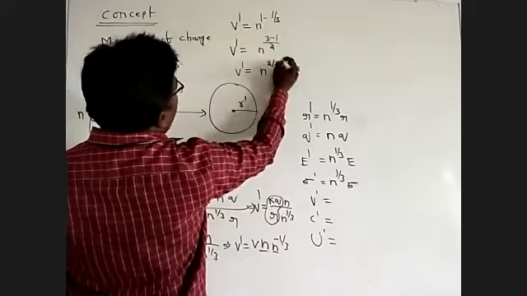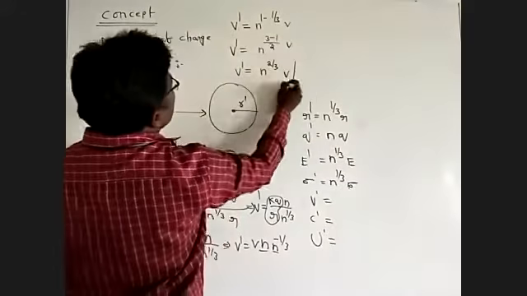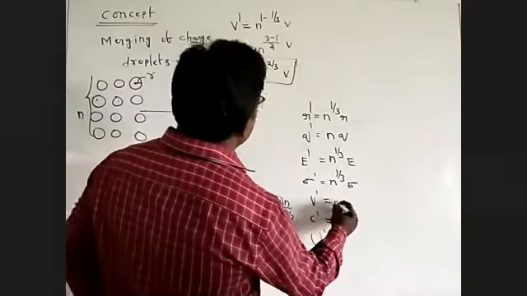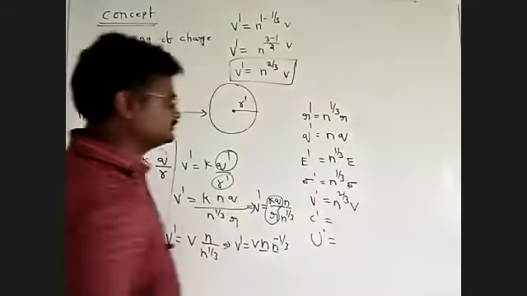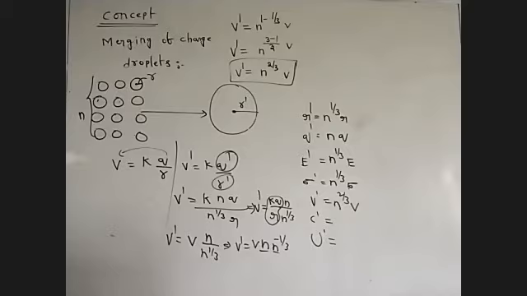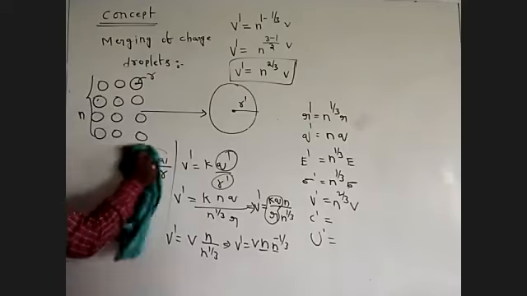That is N power of 2 by third into V. So what is the V dash value? N power of 2 by third, that is the V value. We are going to write that is the V value.